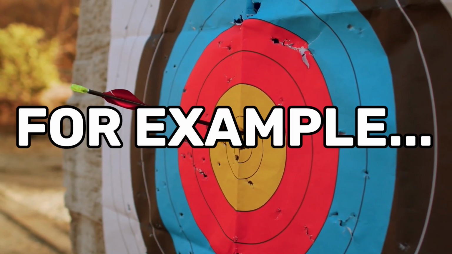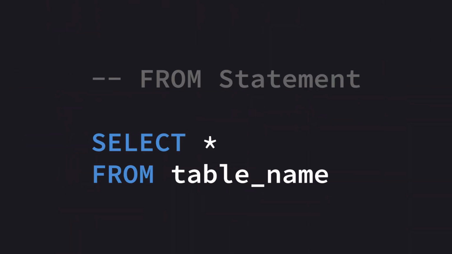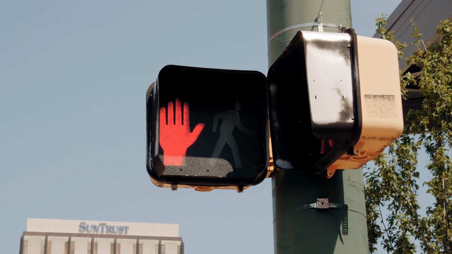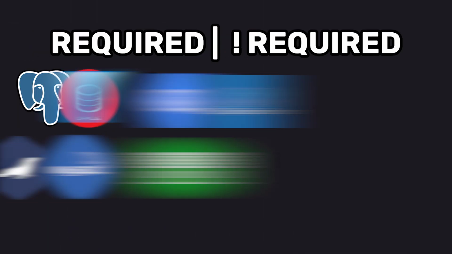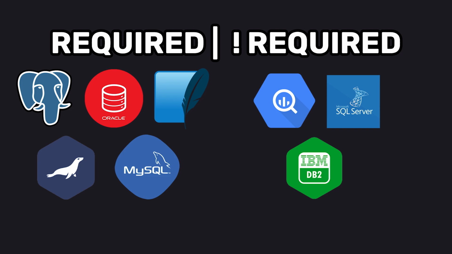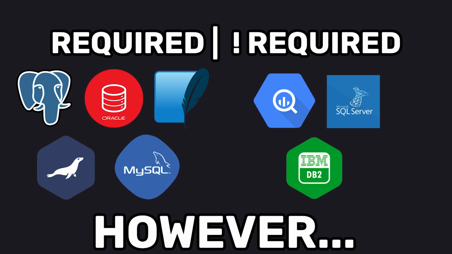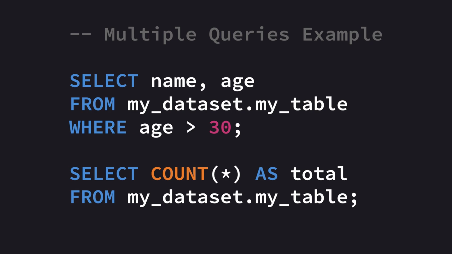The from statement allows us to specify the table and database that we'd like our query to target. For example, let's build on our original example by typing from, then table underscore name, and then finish the query with a semicolon, which tells SQL that we've ended the statement. Not all SQL dialects require the use of a semicolon to end a query. However, it's good practice to use semicolons, especially when writing multiple queries in a script.